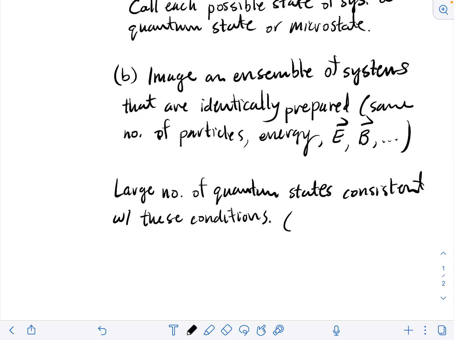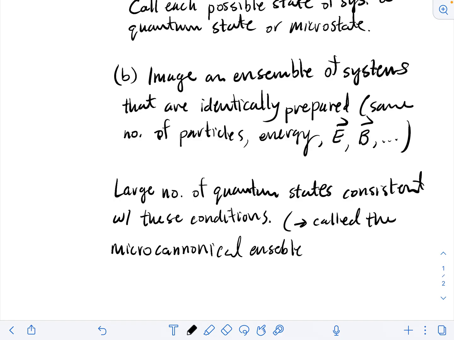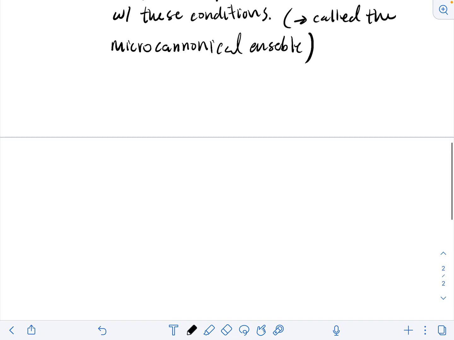So this ensemble is called the microcanonical ensemble. In our little review of statistical mechanics, we're going to think about different types of ensembles, and this first one is the microcanonical ensemble. Okay.